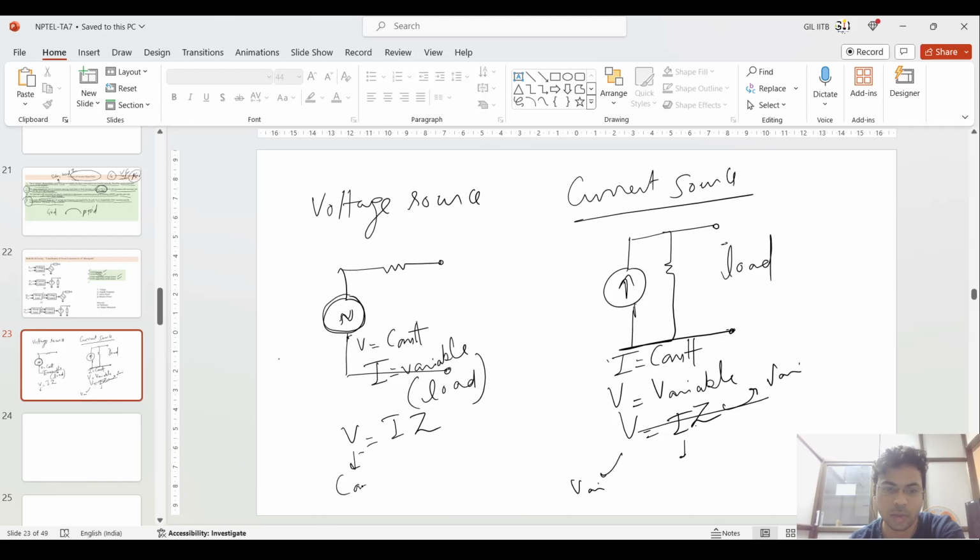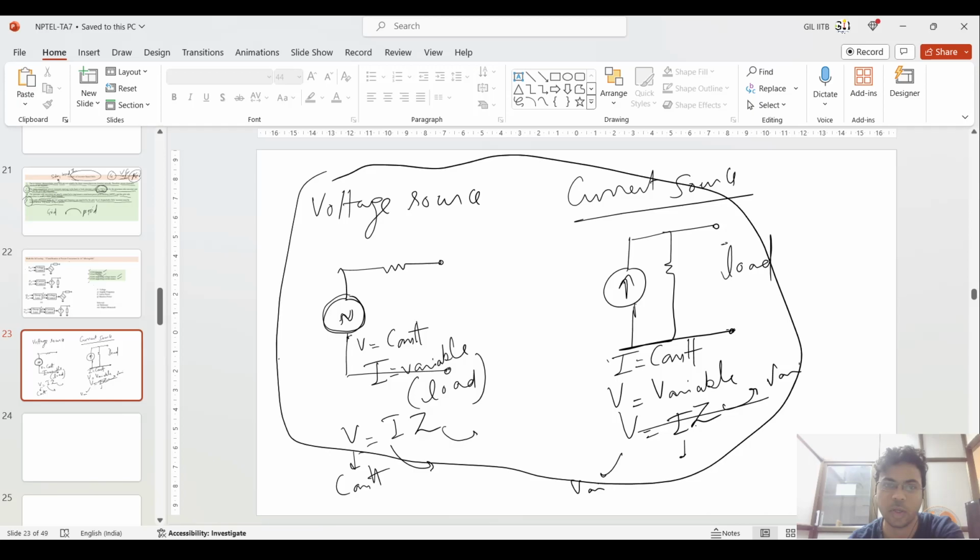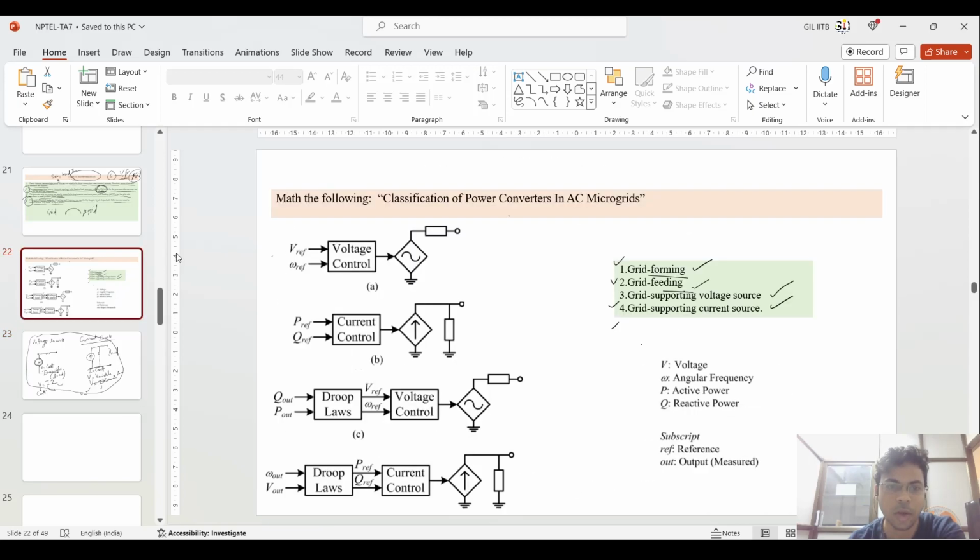So the voltage is variable. Okay, and in the concept of voltage source, here the voltage is constant, and if you vary the Z, the current will vary. So this is the fundamental concept of the voltage source and the current source: constant voltage source and constant current source. So coming to this topology, if you see the first topology is such that it is forming a voltage source.